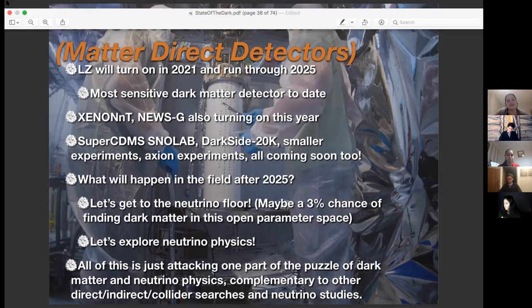But of course, it's just attacking one part of the puzzle of dark matter and neutrino physics. We still need those indirect detection, those collider experiments, and further neutrino studies to answer all of these questions about our universe. So thank you so much.